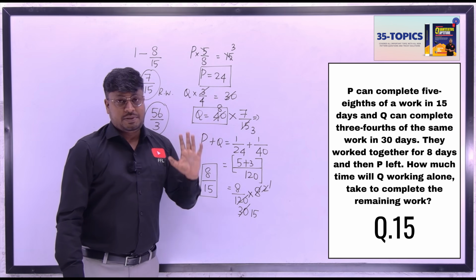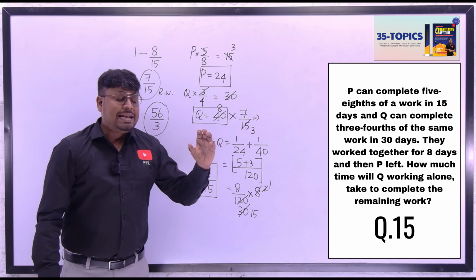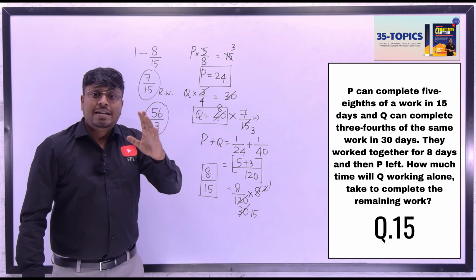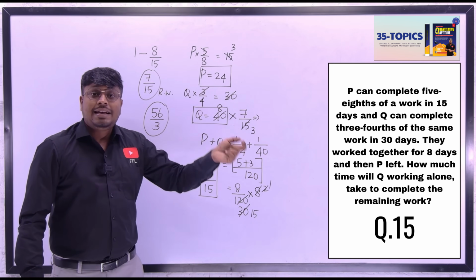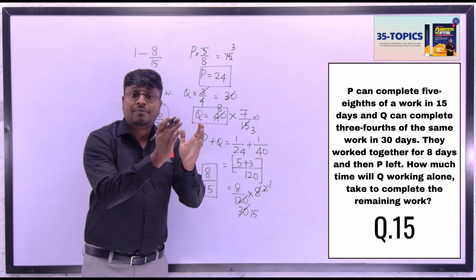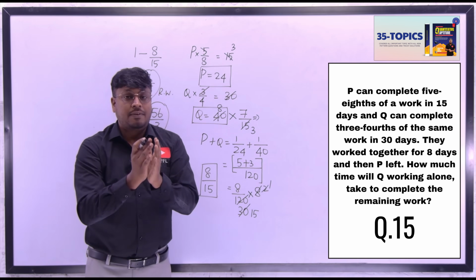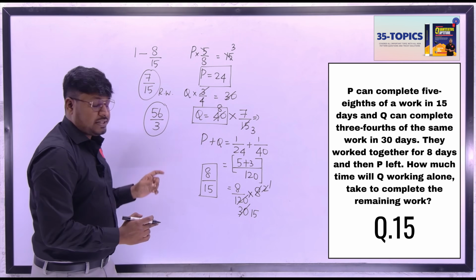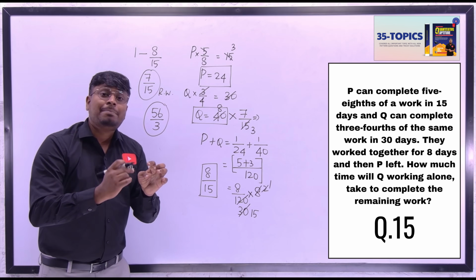But look at the options. So the options are like 18 hours, 17 hours, 15 hours, 15 days, 24 hours, 16 days, 18 hours. So the values they have given are in terms of days as well as in terms of hours. But here we got the final answer in terms of a fraction. So first we can convert it into a mixed fraction.